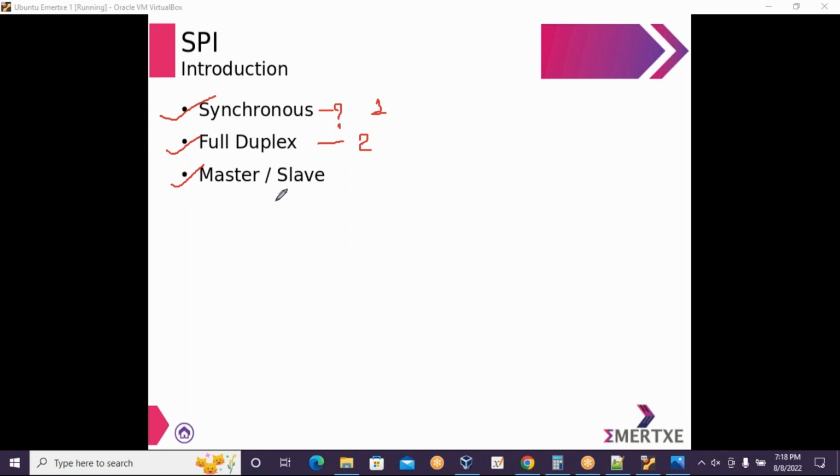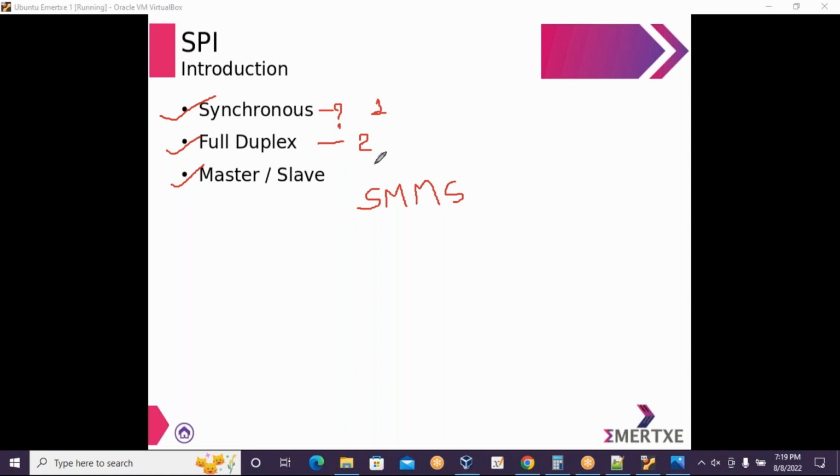Previously in UART we used to refer to the devices as host and device. We didn't have the option of calling them master and slave, but we can address the devices as master and slave in the case of the SPI protocol. And remember, the SPI protocol is a single master, multiple slave protocol. So here there is a single master which can communicate with multiple slaves.